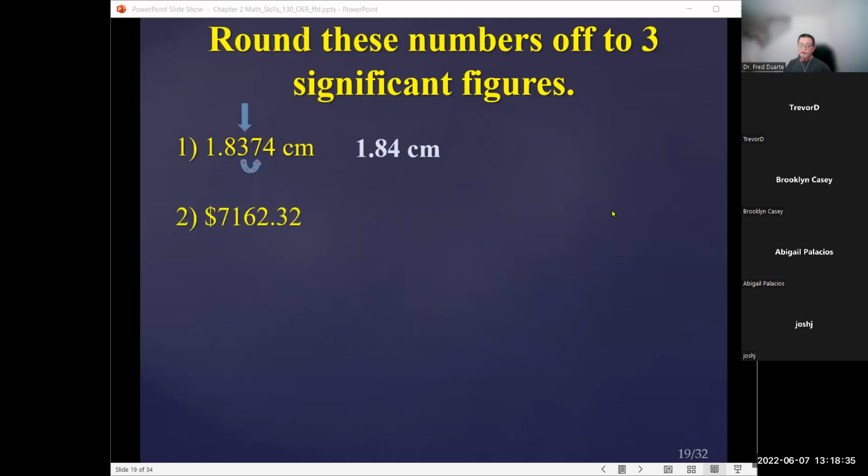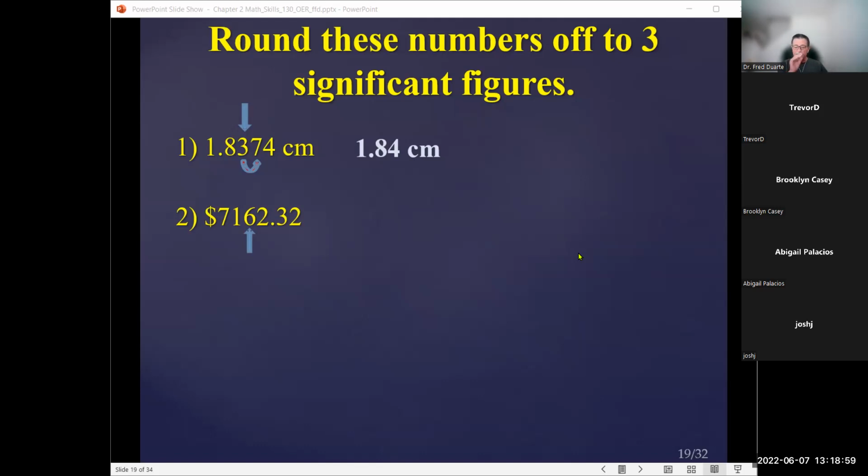All right, 1.84. All right, and same scenario. We want to round it off to three significant figures, okay? So at the three significant figure, we're gonna determine, starting from all the way from left, the 7 coming across, the 6 is where we had the three sig figs, okay?